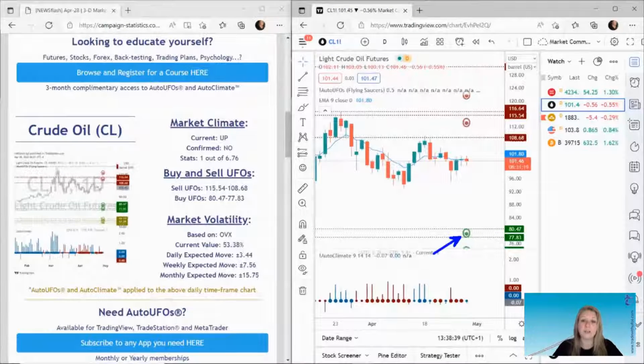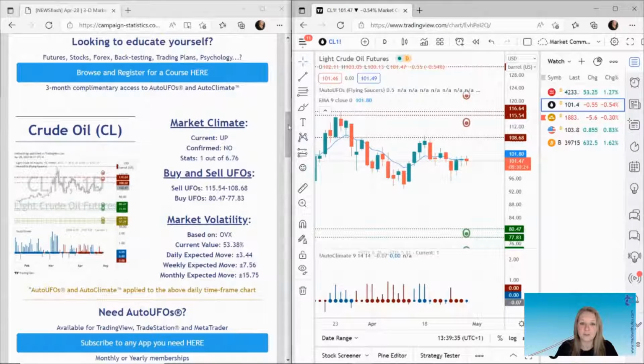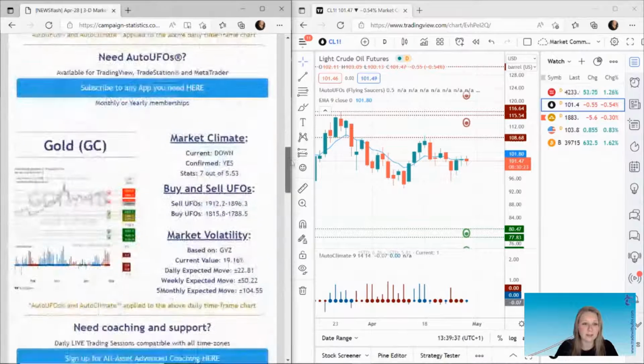So overall, nothing really to do here on crude oil on a daily chart at least. In terms of volatility, we'd expect movement up or down in 1 year of around 53%. So in a day, that's 3.44 points up or down. In a week, 7.56 points up or down. And in a month, 15.75 points either up or down. So that's crude oil. The next market is gold.